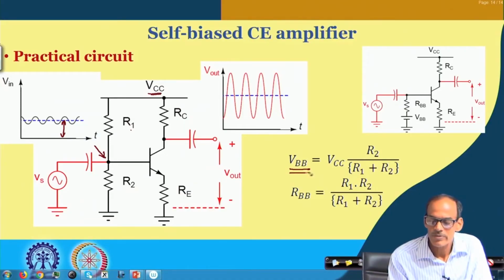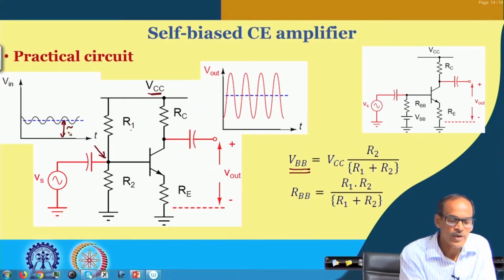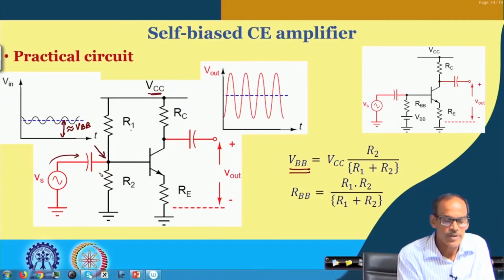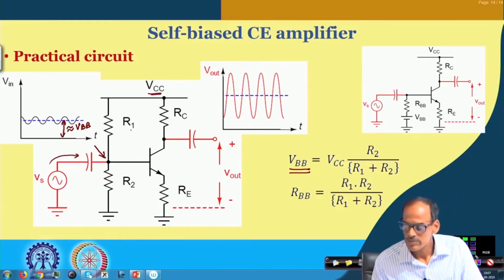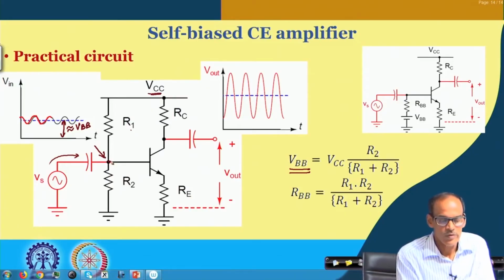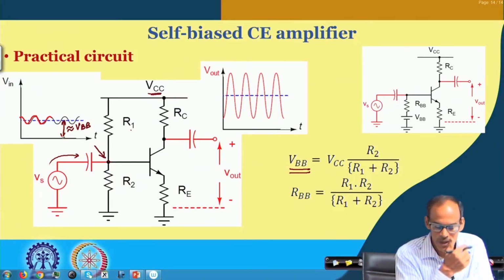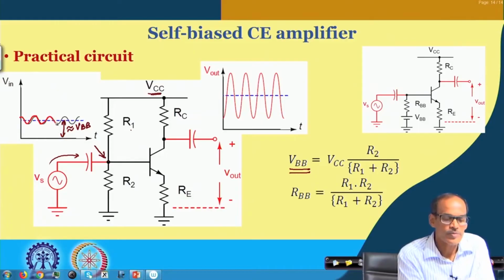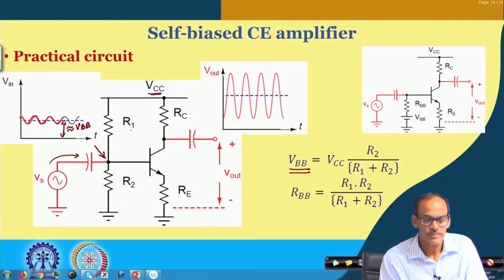Practically, this VB is defining this DC voltage, and then on top of that we are feeding the AC signal through this coupling capacitor. So, we have the AC signal riding over this one. The voltage here has a DC voltage, and on top of that we have the signal.